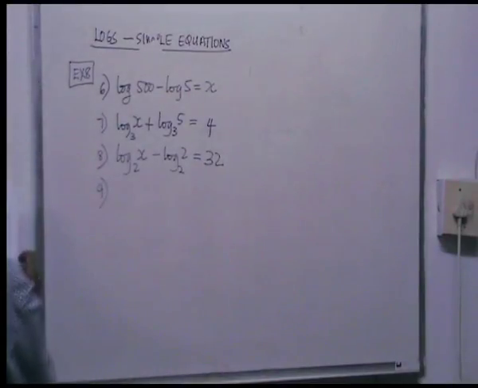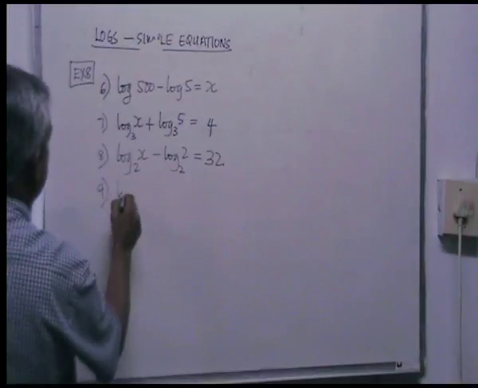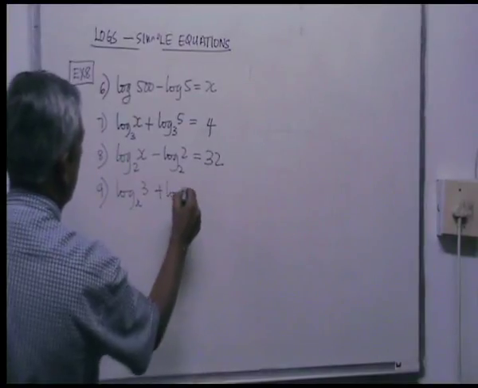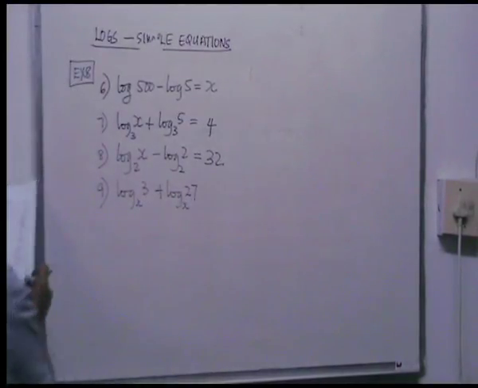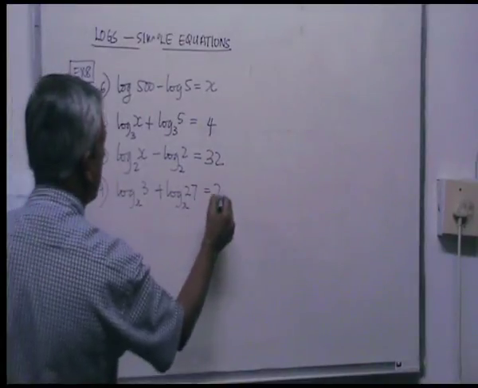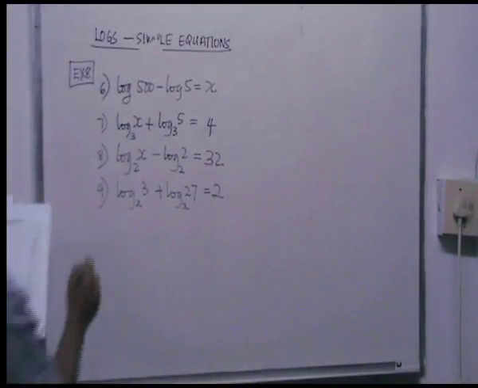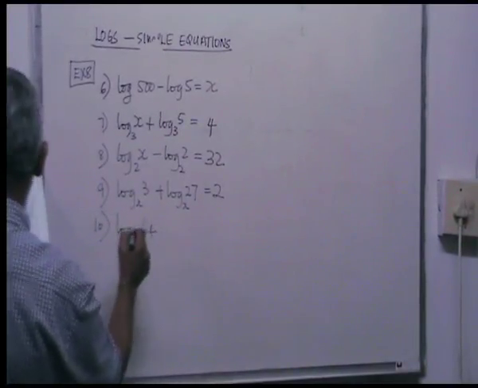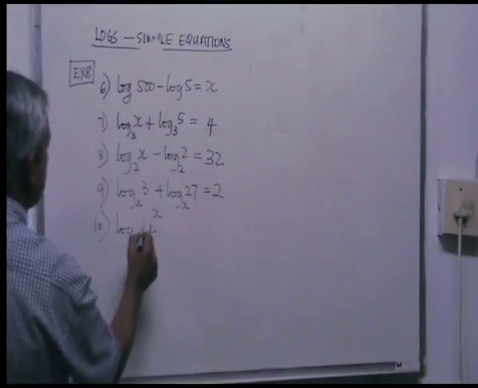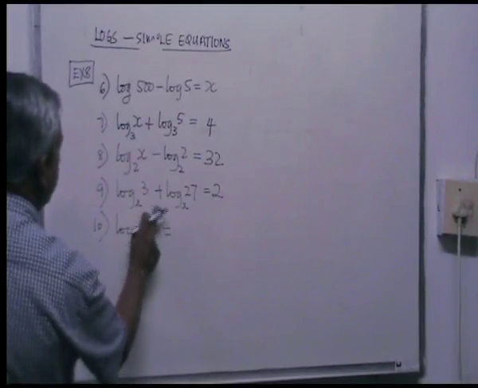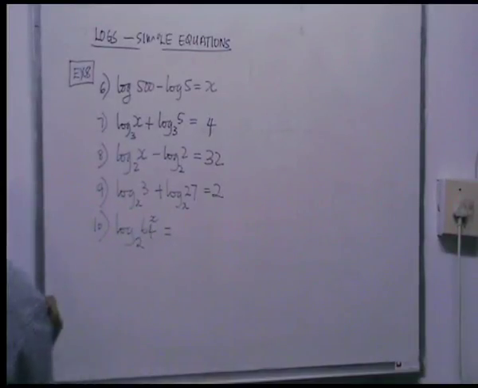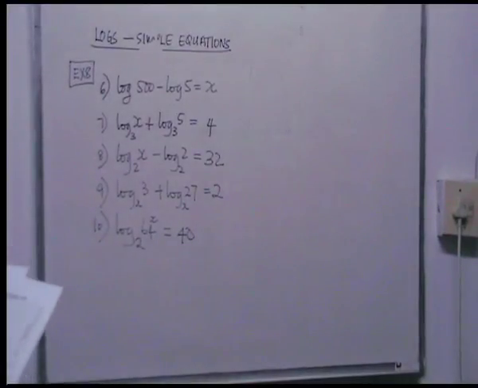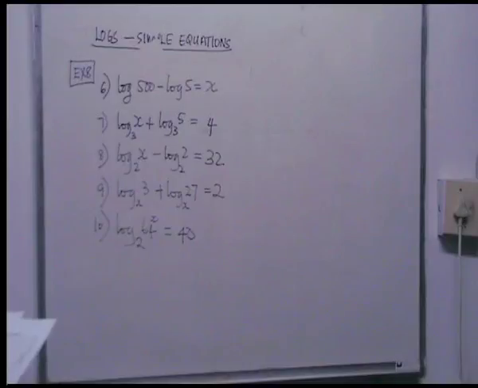Number 9, log of 3 to the base x plus log of 27 to the base x is equal to 2. And finally, number 10, log of 64 to the index x to the base 2 is equal to 40. And where necessary, you must get the answer correct, like in the last one, correct to 1 decimal place.